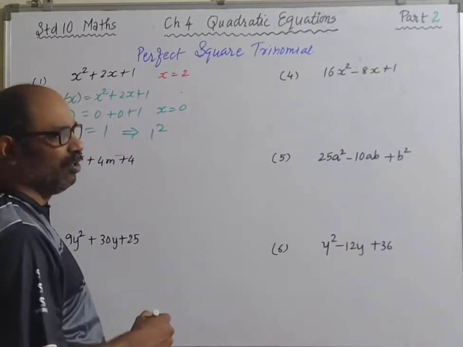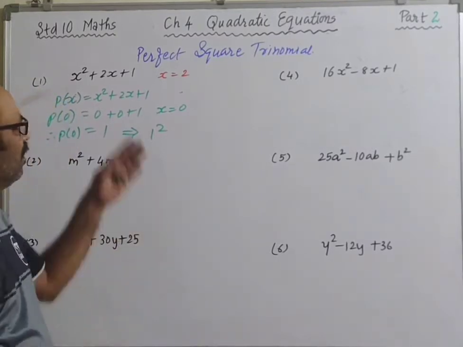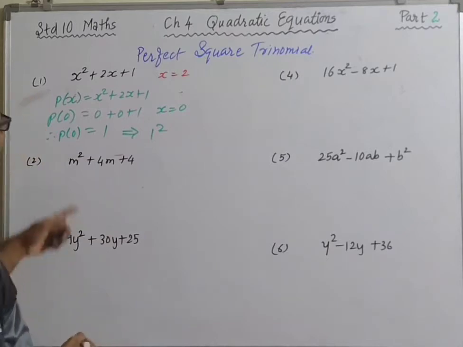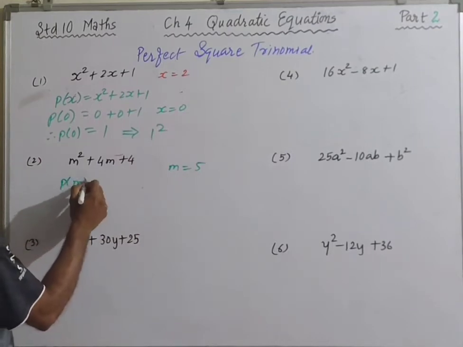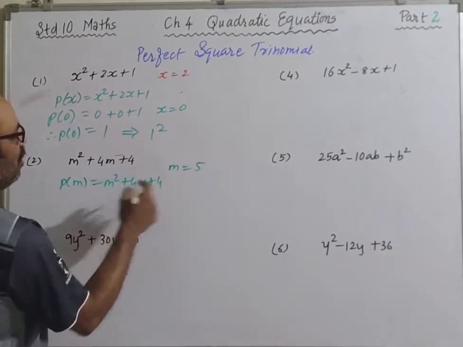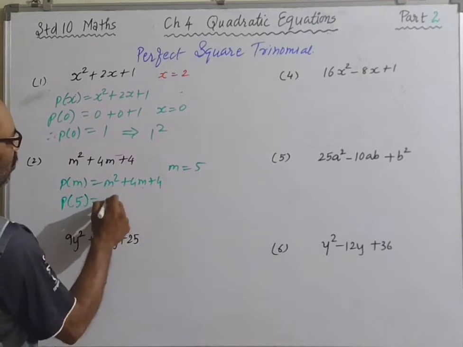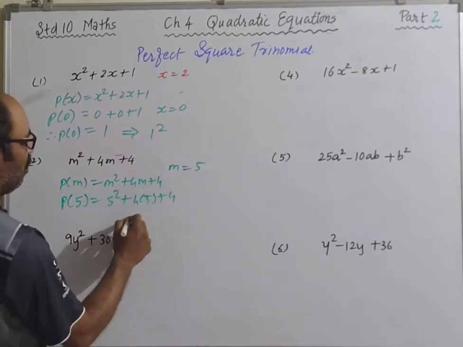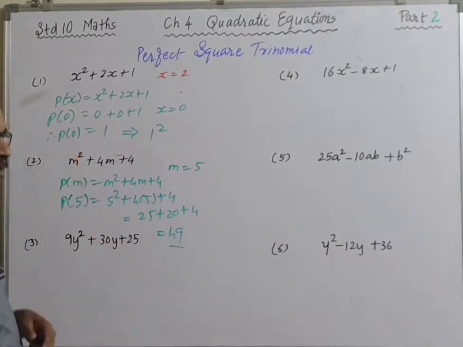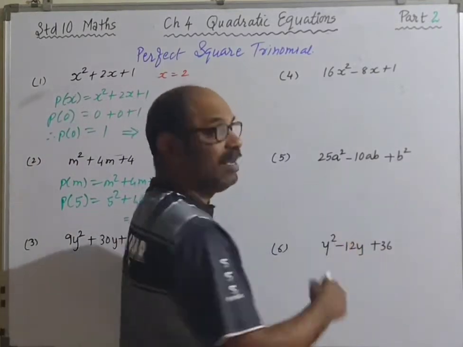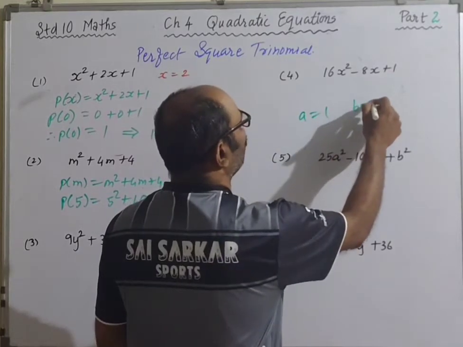Let me take x is equal to, take such a value so that a negative does not come. Okay, let's do the next one. Take m is equal to 5. So p of m is equal to m square plus 4m plus 4. That is a polynomial in variable m. I am taking 5. p of 5 is equal to 5 square plus 4 into 5 plus 4. 25 plus 20 plus 4. And that is 49. Yes. So this is also a perfect square. Here take any value, here there are two variables. This is a polynomial having two variables. So take a equal to 1 and b is equal to 2.